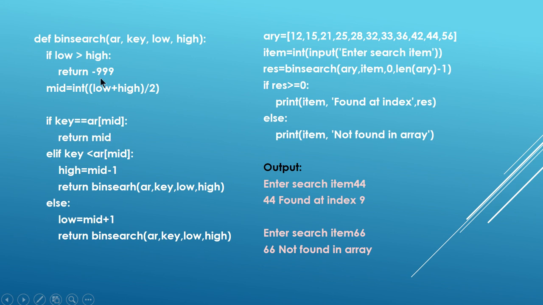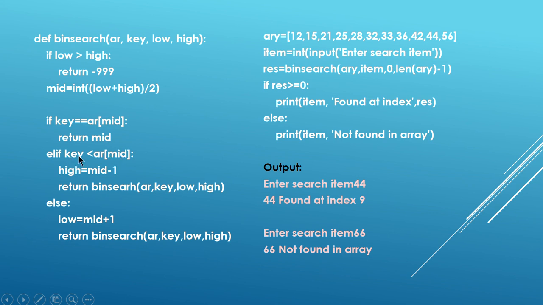So it is the same algorithm: if key is equal to AR of mid, return the value mid. There are two base cases. So the index value is what you are returning here. Otherwise, if the key value is less than AR of mid, whatever item you are looking for is lesser than the mid value.